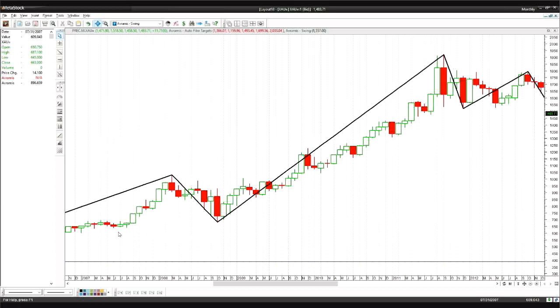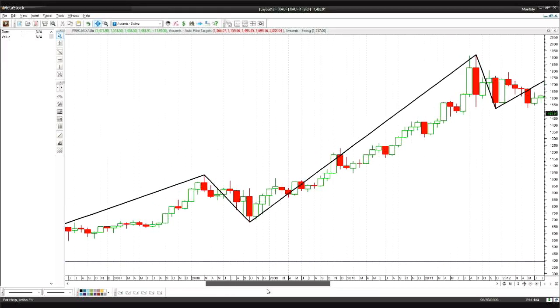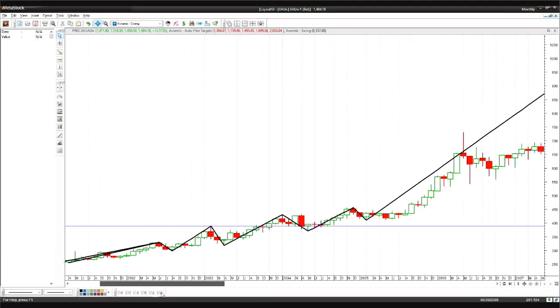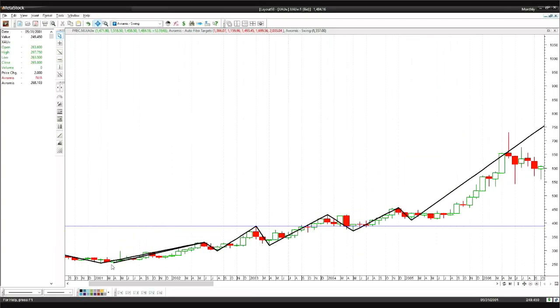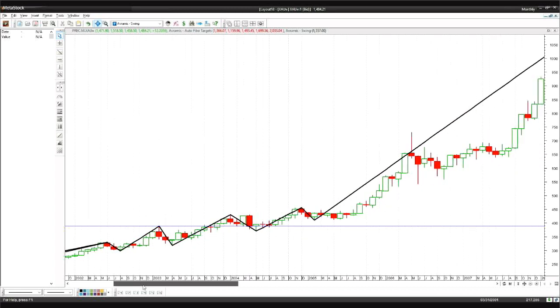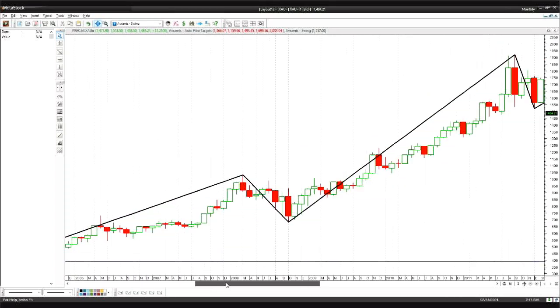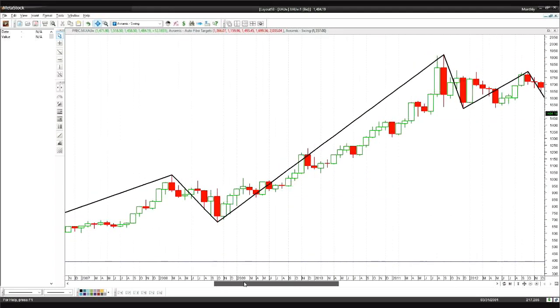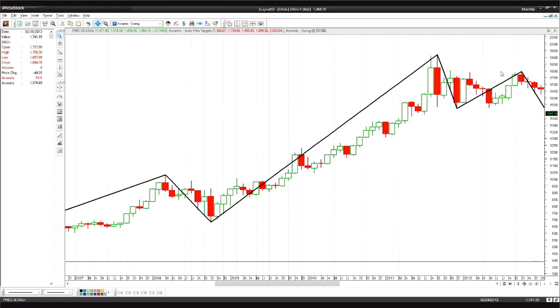What happened to this nice uptrend that was going on for years and years? For the first time since 2001, something has changed. For the first time since 2001, I have a top lower than the previous top. So buyers are getting defeated for the first time.